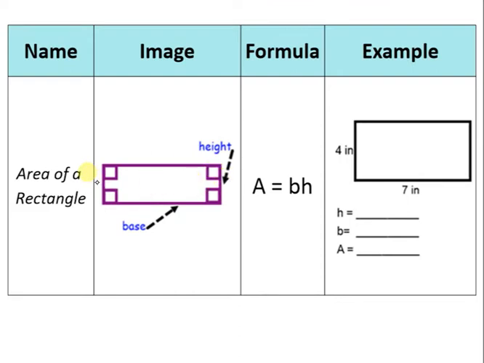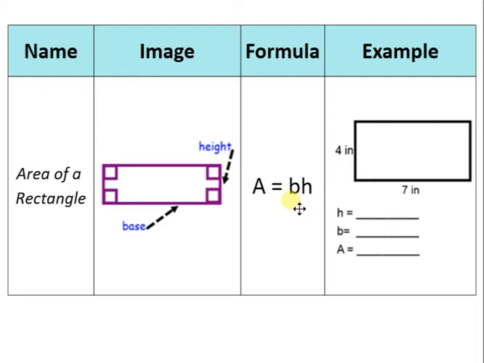Your first one is area of a rectangle. I want you to draw this rectangle here. Make sure that you pay special attention to drawing the right angles. Also, make sure that you draw and write the word height and base because that's very important. And then make sure that you write the formula here. The formula is A equals B times H, and that stands for area equals base times height.